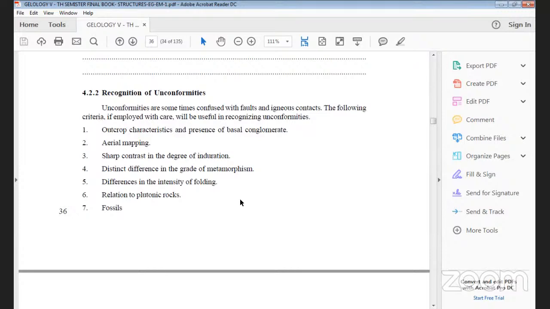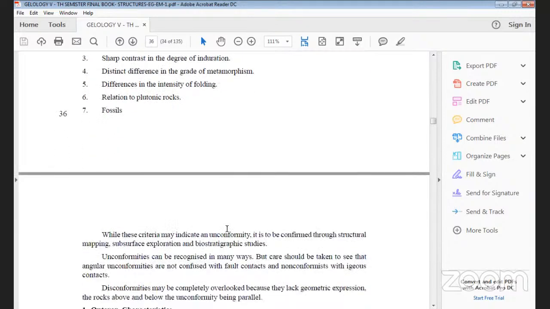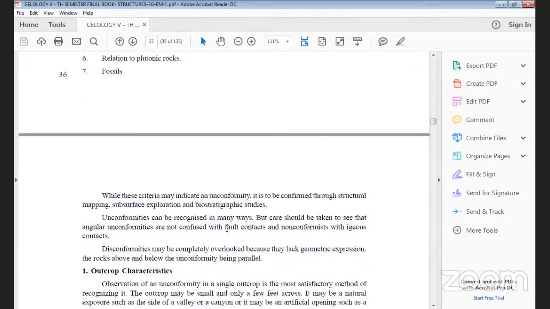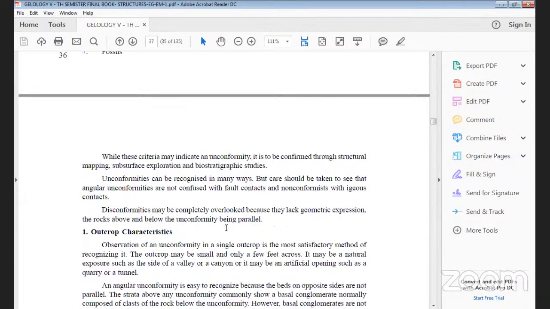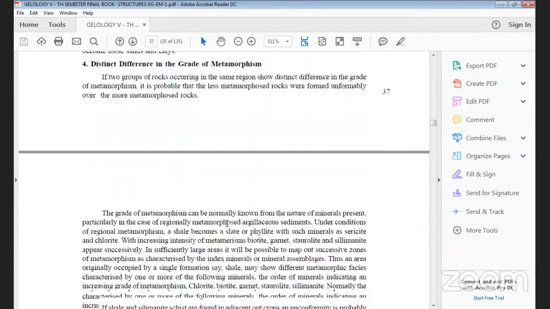The second step is aerial mapping. We should do aerial mapping and look for sharp contrast in the degree of induration, distinct differences in the grade of metamorphism, and differences in the intensity of folding. One more is the relation to fossil formation, as the explanations are given here.